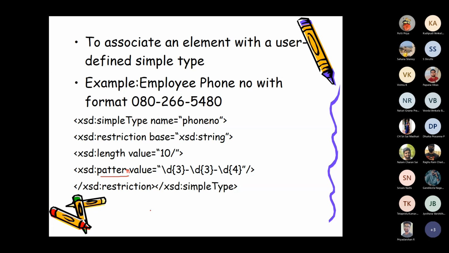So XSD pattern, and this base, length, pattern are part of the restriction. So XSD restriction is over here, and your simple type is also over. Now after this, you can start using phone number as a data type. Till now, phone number was not a data type. You could only use primitive or derived data types. Now I have a user defined data type called phone number. It has a particular format. Its base is string, its length is 10, and it has a pattern of 3 numbers, hyphen, 3 numbers, hyphen, 4 numbers. So that is an example for a simple type element declaration.